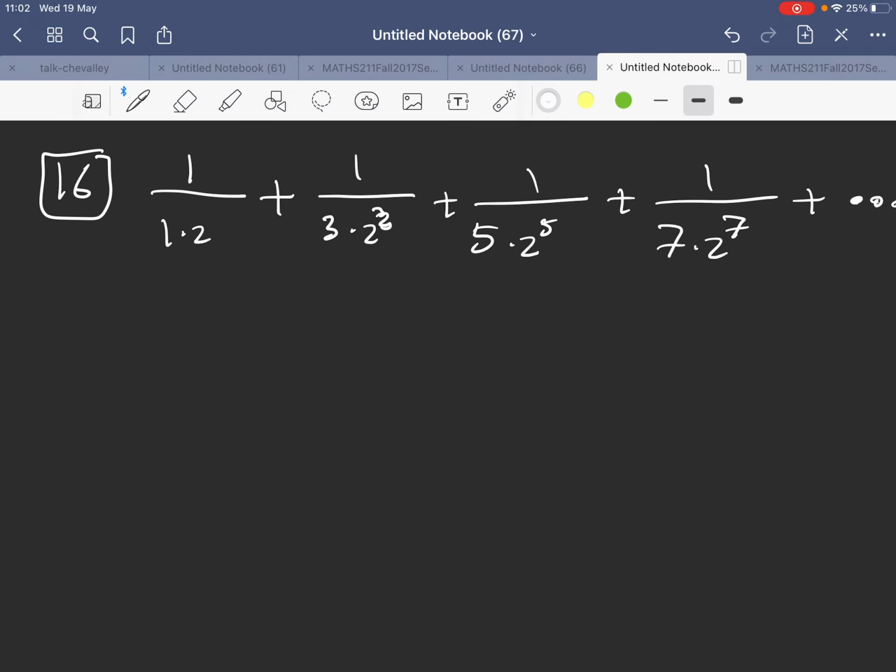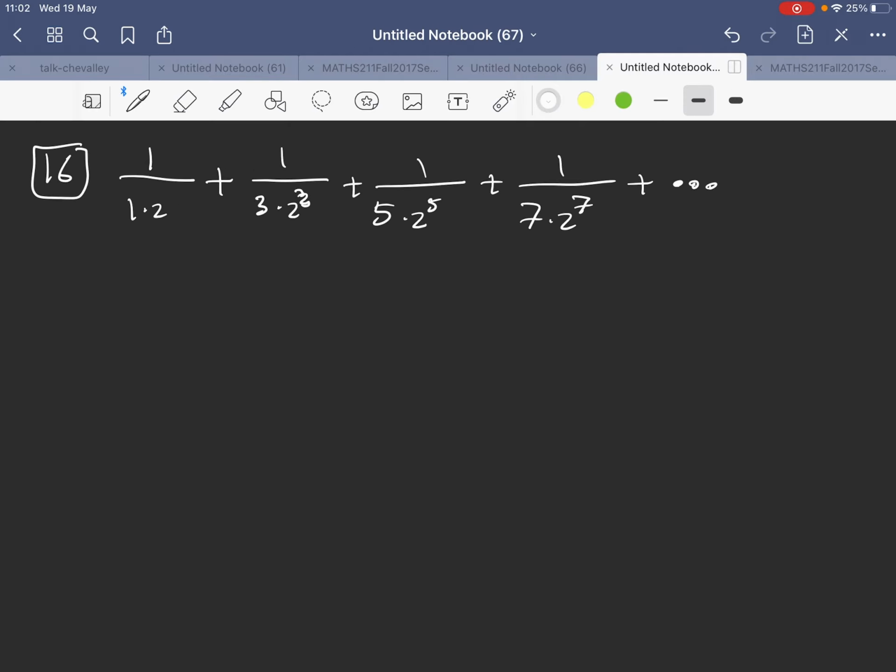Now, the next question seems to be a little bit also familiar with us. First of all, you can see it has odd numbers and odd powers. I think we have seen something like this when we have odd numbers and odd powers. And that's exactly what we have seen, the tan inverse, which is summation odd over odd.